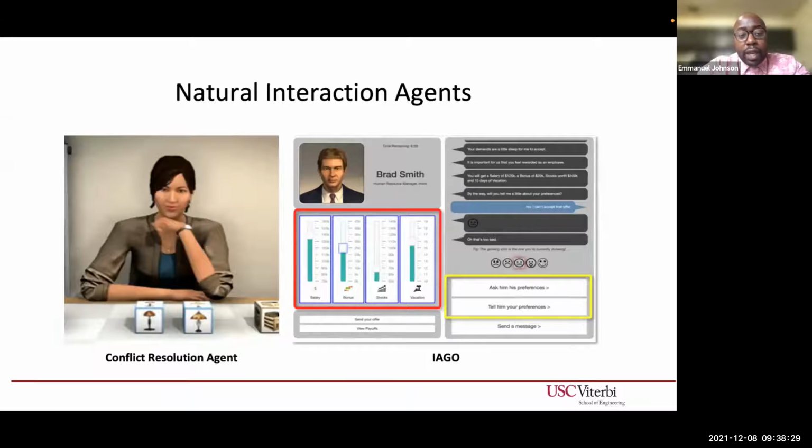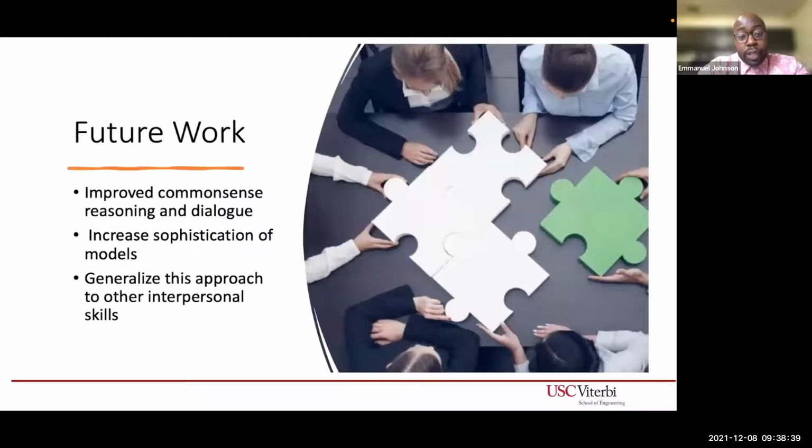Two of the systems we use to build these negotiating agents are, one, the conflict resolution agent that uses the virtual human toolkit, as well as the Iago agent, which is a web-based interface for building this type of work. And so what I've shown is that we can build models that allow us to ascertain what an opponent wants in a negotiation. In this case, we're looking at their preference ranking over a set of issues.